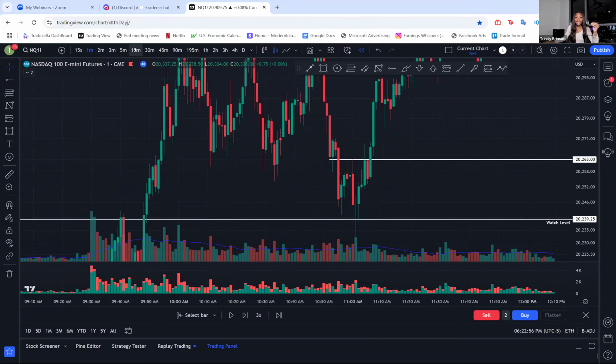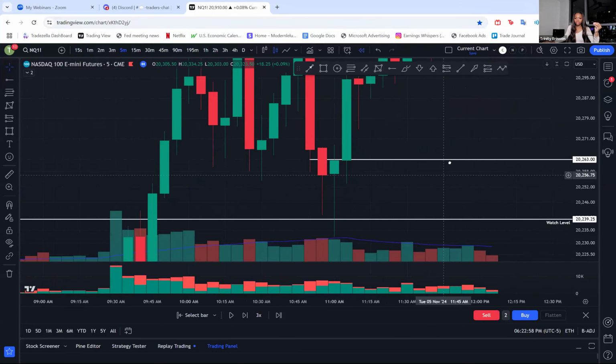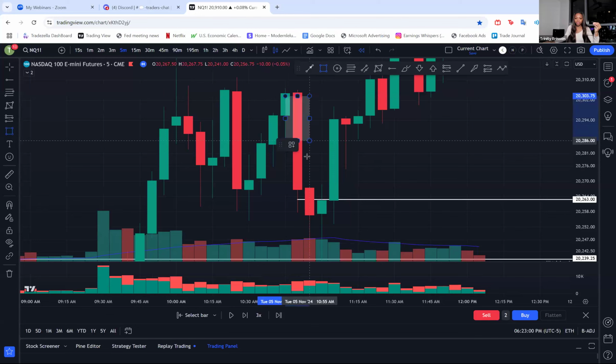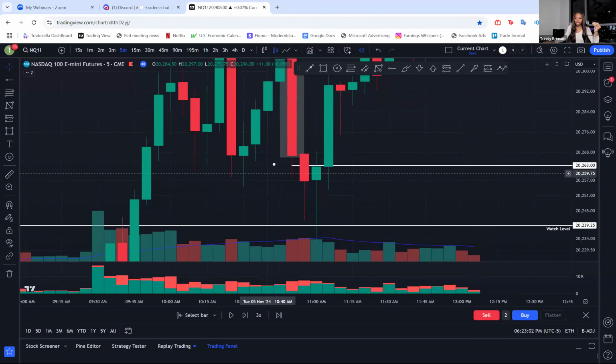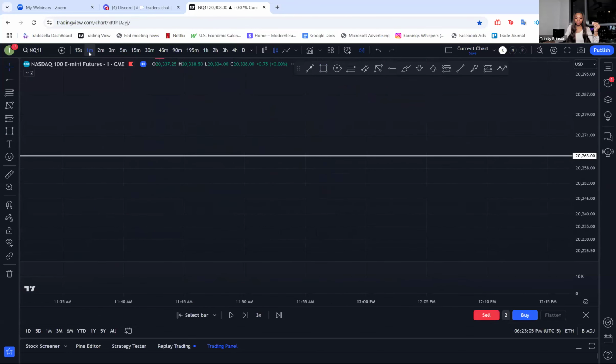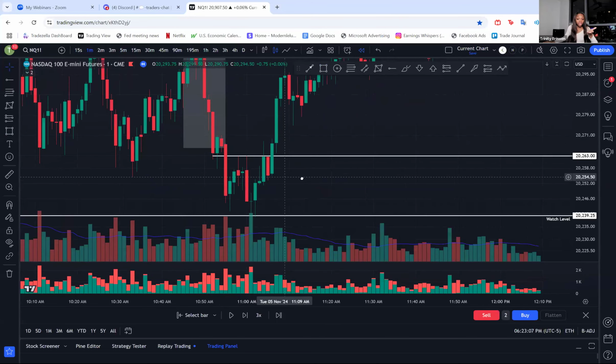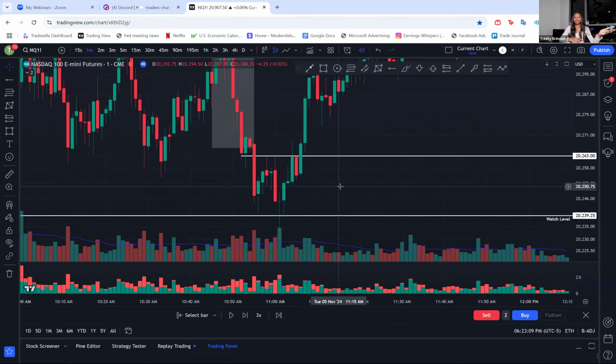Okay, so we know we have that imbalance on the 5 minute. But we might need to use the 1 minute for actual entry, and this could go at any time frame. So this is why it's important to not just look at one time frame, but to analyze all the time frames and see if they're working together and in confluence with one another.